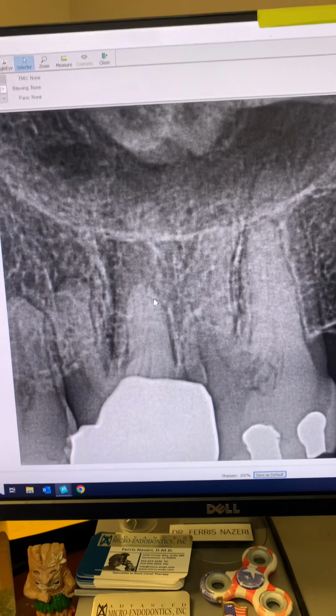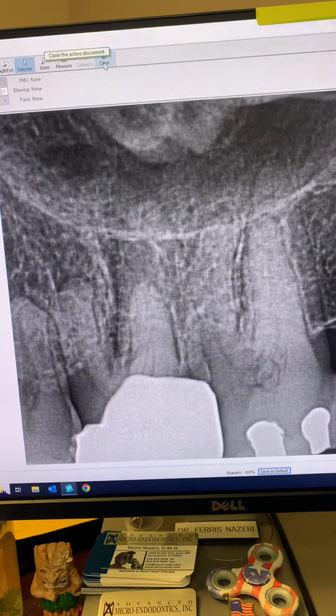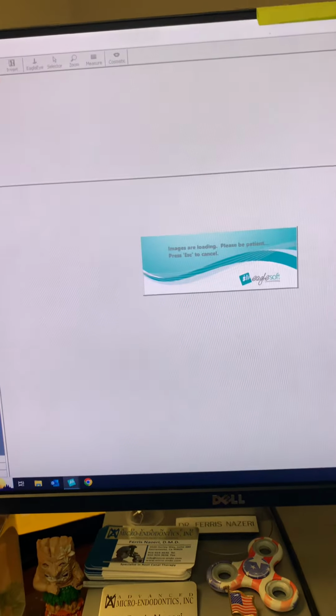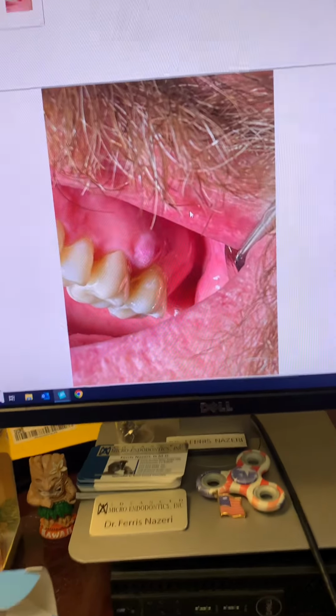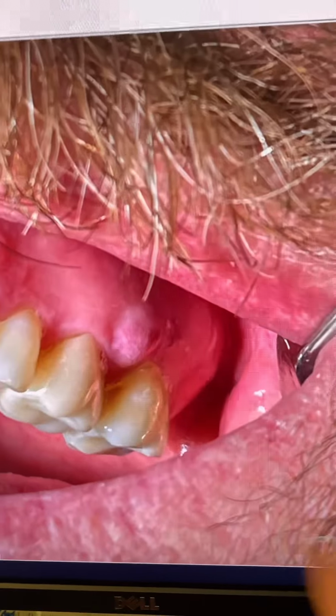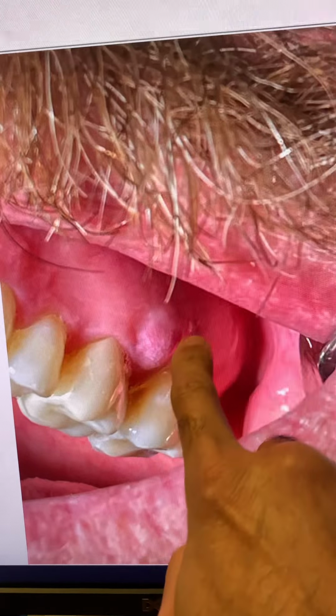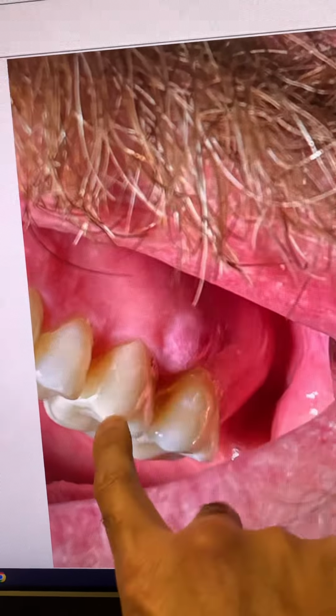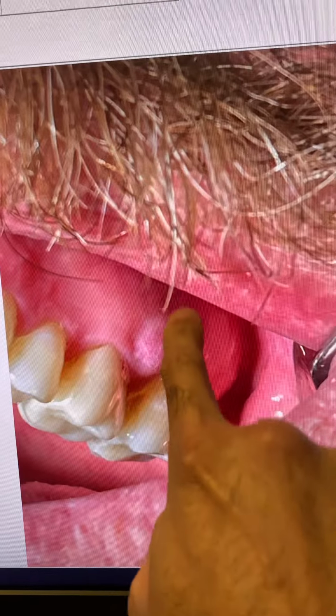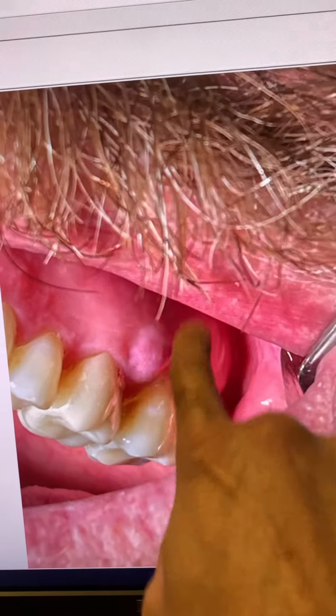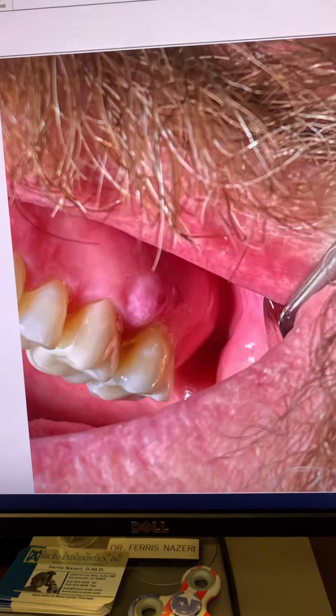All right, so also take a look. There was a large buccal parulis and sinus tract associated with the tooth also. That's tooth number 14. Large buccal parulis and sinus tract associated with the tooth.